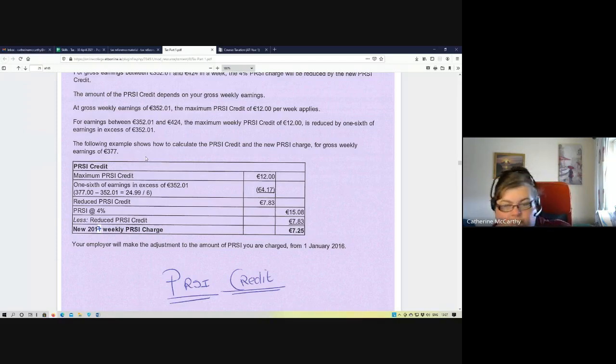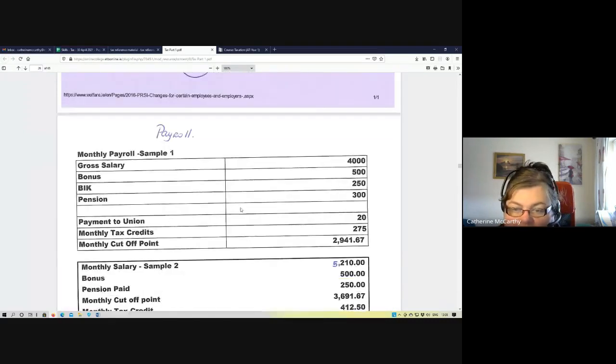€424. And I've got 3 or 4 of them here for us to practice now, just doing out that PRSI credit as well. So we'll start first with just working out normal PRSI with no PRSI credit on it, and then we'll do a good few examples of this PRSI credit one as well. So if you go back there now to page 26 for me.